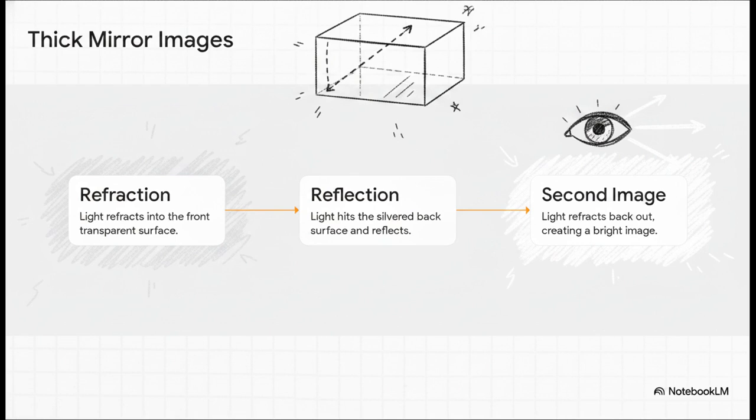But the vast majority of the light refracts and enters the glass. In step 2, this massive bundle of light travels straight through the glass, hits that silvered back surface, and perfectly reflects. Finally, in step 3, it travels back up to the glass and refracts back out into your eye. Because the second exiting ray contains the absolute majority of the original light, the second image it creates is by far the brightest, sharpest image you see.